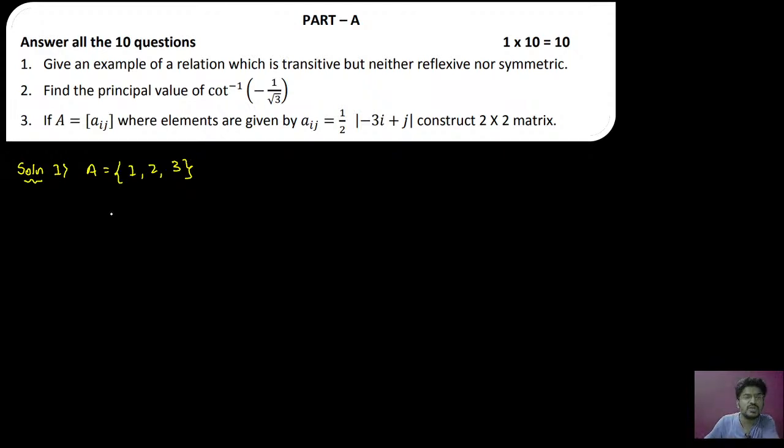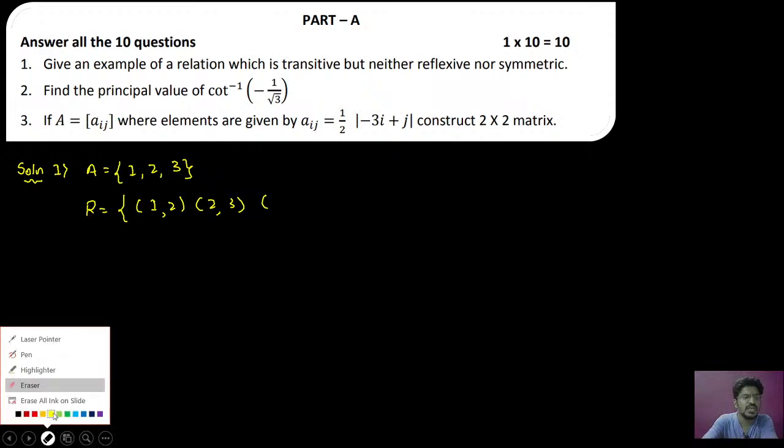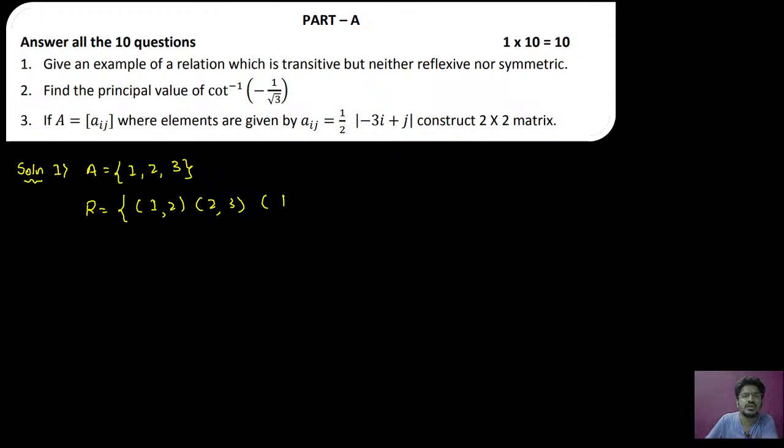Now you see, R equals the set {(1, 2), (2, 3), (1, 3)}. I will write (1, 3) because it should be transitive. So I will take (1, 2), (2, 3) and (1, 3). Students, if you write this much you will get 1 mark.